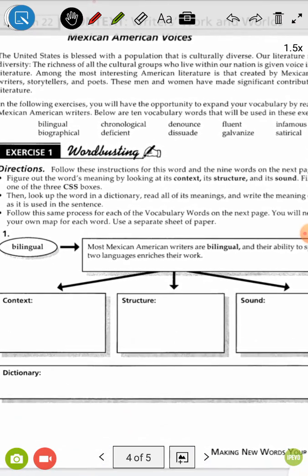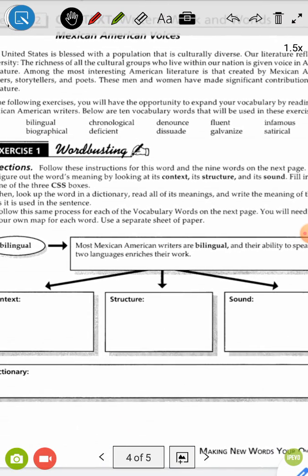Okay, we have bilingual. You know, bilingual, we say sometimes bilingual school, international school, national school, chronological. When it comes to writing, I believe these words are just familiar for you guys. Chronological. When you write, we need to put the events in chronological order. What happened first, second, and so on.